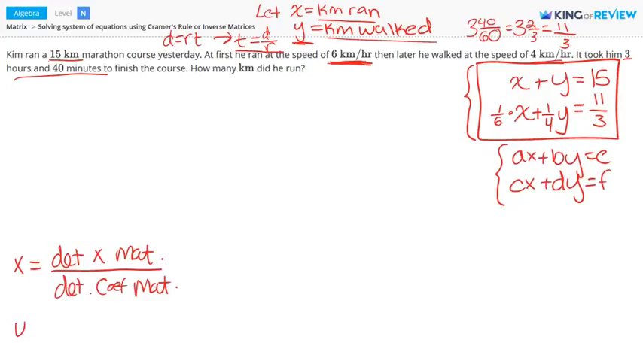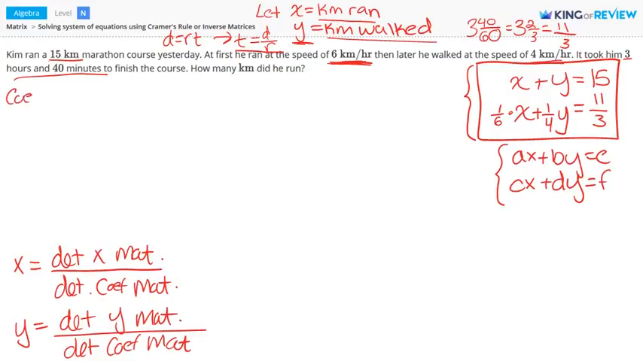And likewise, to solve for y, we take the determinant of the y matrix and divide by the determinant of the coefficient matrix. So this is how we use Cramer's rule to solve for x and y. Now let's figure out what our three matrices are.